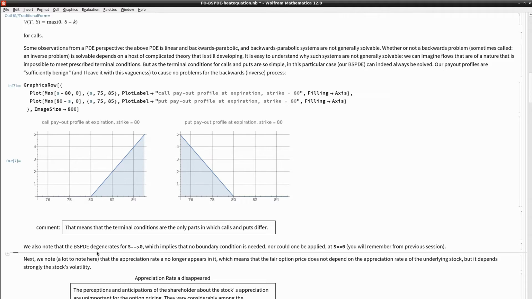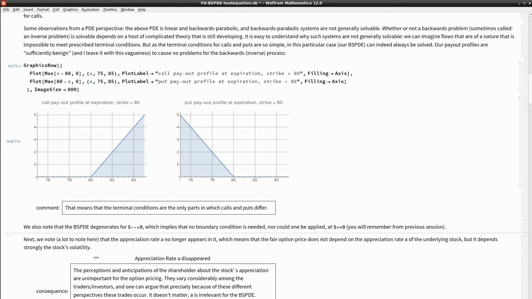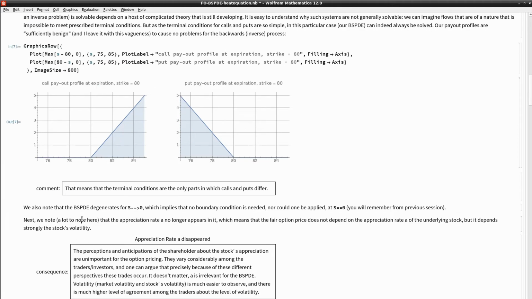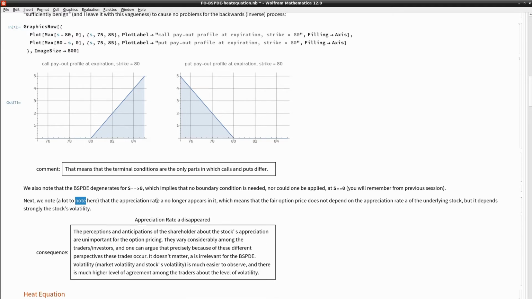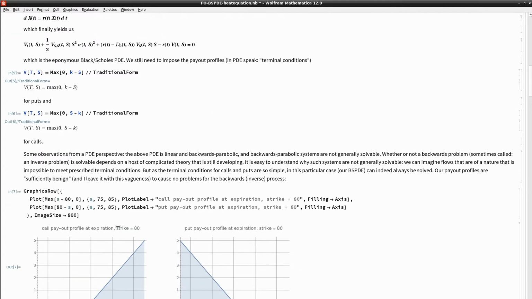If the stock price is 0, we don't really have a company anymore, right? It means that all the assets are gone. And if a company has no assets, there is no company. And next, we also want to note, a lot to note here, that the appreciation rate A no longer appears in it, right? We don't even have it in it anymore. Which means that the fair option price does not depend on the appreciation rate of the underlying stock. It strongly depends on the volatility, but not on the appreciation rate.